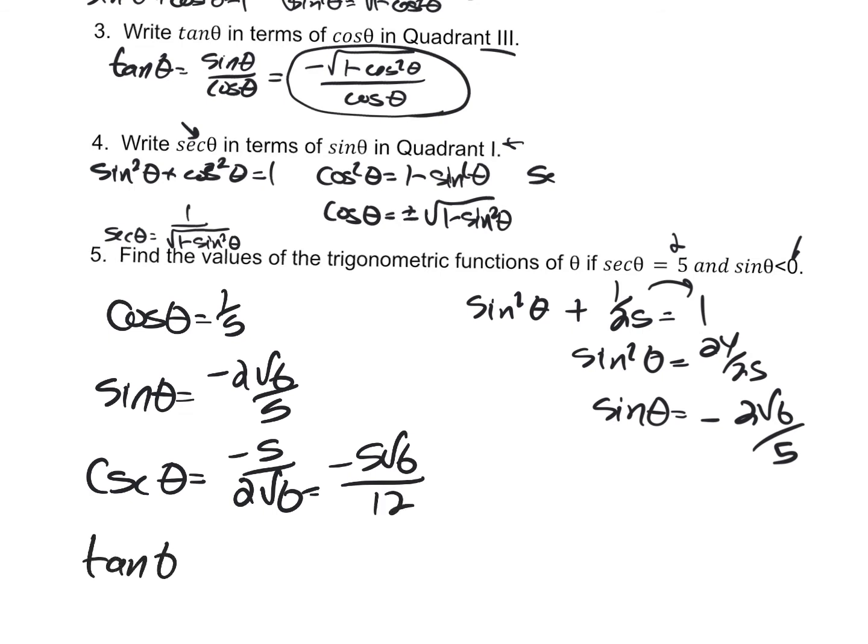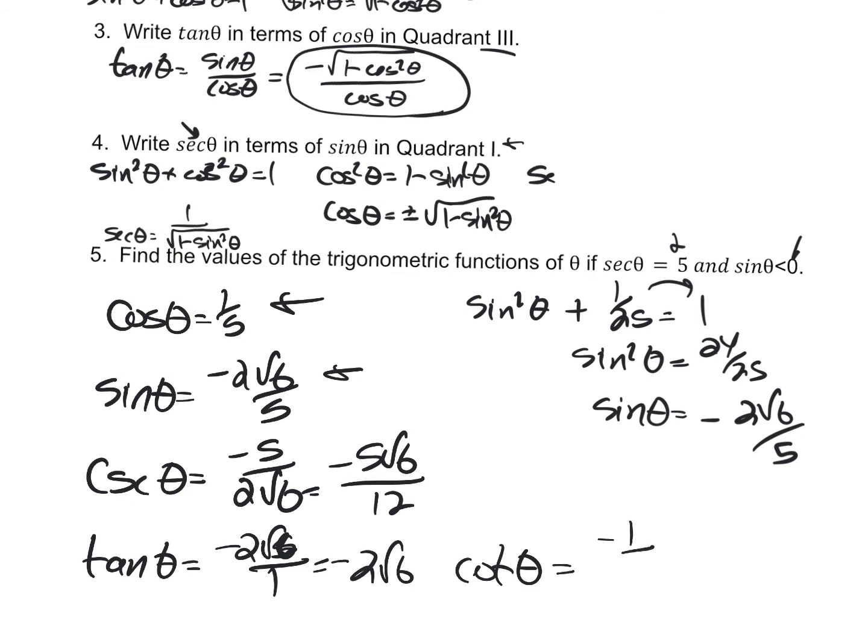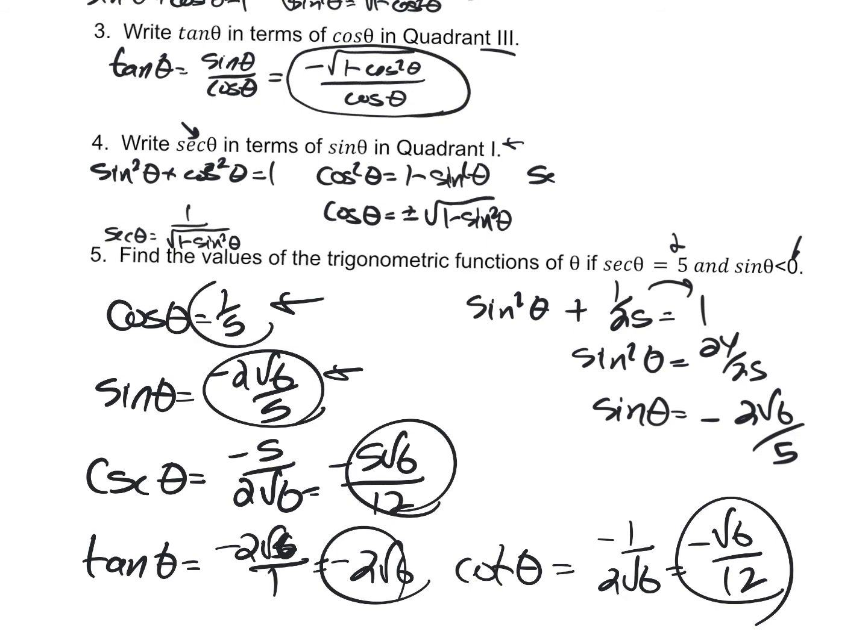Tangent. Now the best way to do tangent is do sine over cosine, all right? Sine, and their denominators cancel. Look at my sine, look at my cosine. Sine would be negative 2√6 over just 1. 6 over 1, which is just negative 2√6, which means the last one, cotangent, you would just flip that, make it negative 1 over 2√6, move your radical to the top, take it out on the bottom. There you go. There's all 5 values.